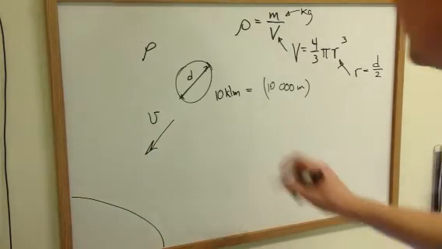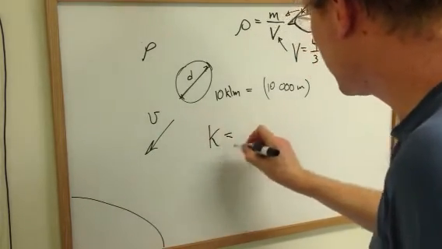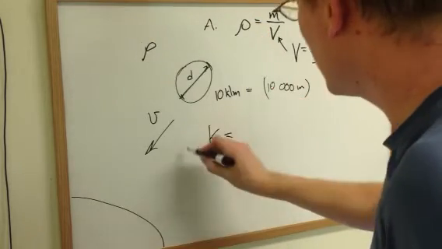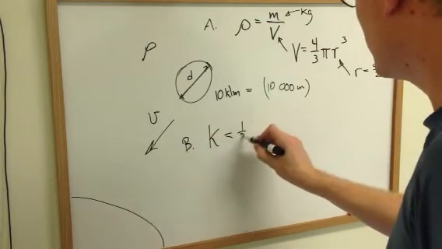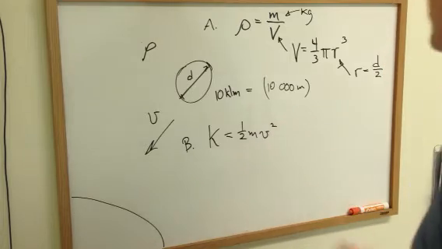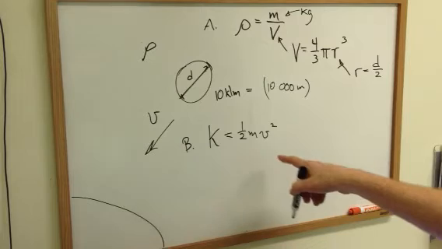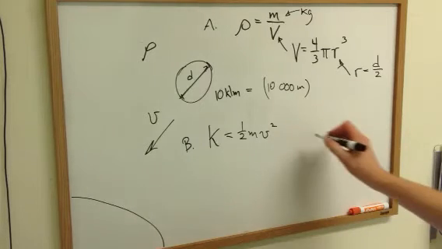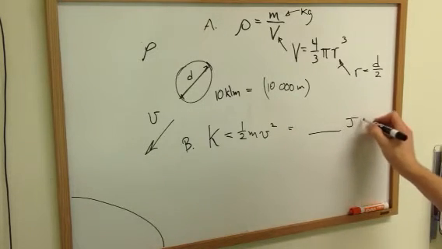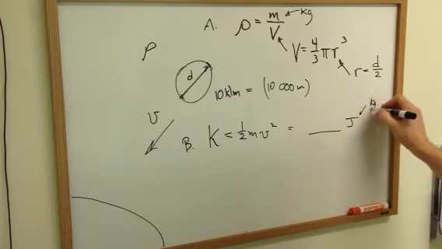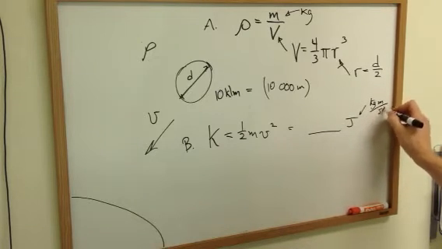How much kinetic energy? Kinetic energy is part B. This is part A. This is part B. Kinetic energy is 1/2 mv squared. I would convert the velocity into meters per second too, so you can come up with an answer in joules. A joule is a kilogram meter per second squared.